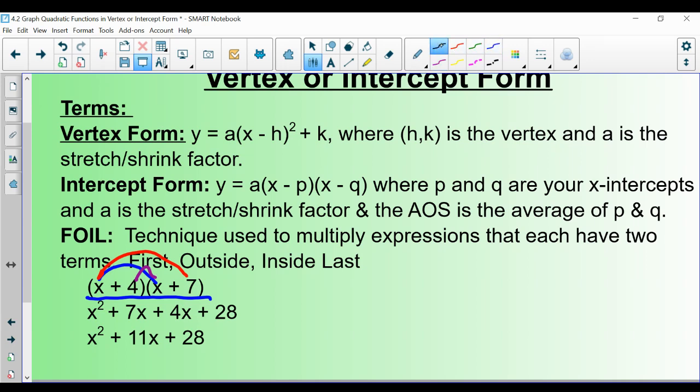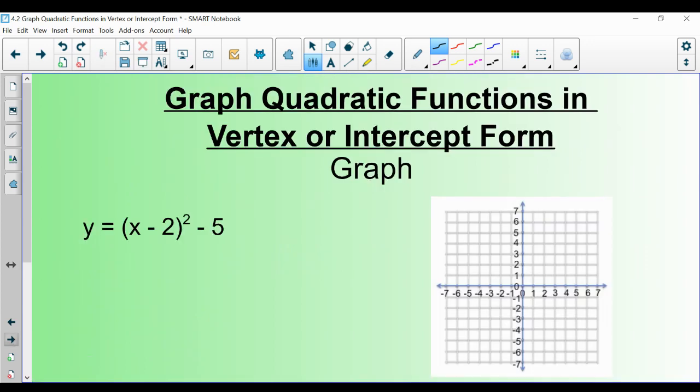And then we'd also do the last two. The last one in this parentheses would be 4, and the last one in this parentheses would be 7, and 4 times 7 is 28. Oftentimes the middle two will be able to be combined. 7x and 4x make 11x, and this is the expression. These two expressions are the same. They are just in different forms. So this is the vocab that we need to understand section 4.2. Let's go ahead and look at some problems that we might have.